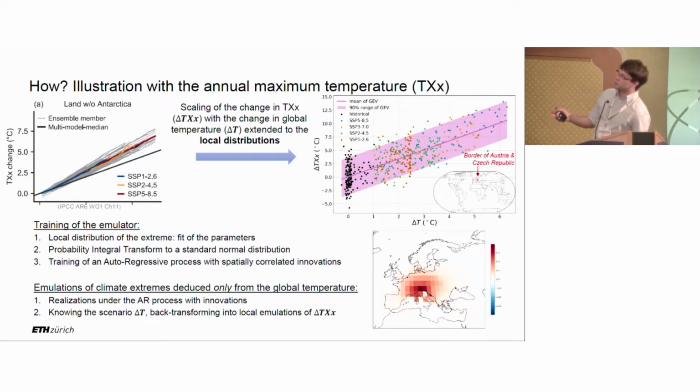So I developed a general framework to fit the evolution of these parameters. Then, using some statistical tools, we train the correlations in space and in time. And it's really fast: to train on one Earth system model takes about 1 hour. To emulate the climate extremes, we just need the global temperature, and we deduce some realizations under the spatial and temporal training. Knowing the global temperature, we know the distribution in each grid cell at each time step. Then we deduce the local annual maximum temperature.